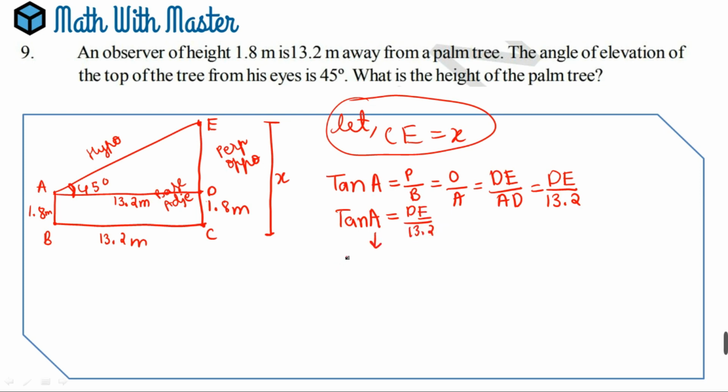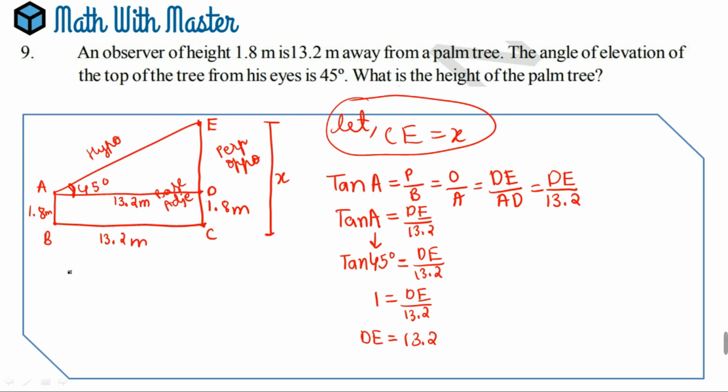So what is the value of angle A? It is 45 degrees. So tan A is equal to tan 45 degrees because angle A is equal to 45 degrees. Then this is equal to DE upon 13.2. So 1 is equal to DE upon 13.2. After cross multiplying, DE will come 13.2. So we have found DE over here.